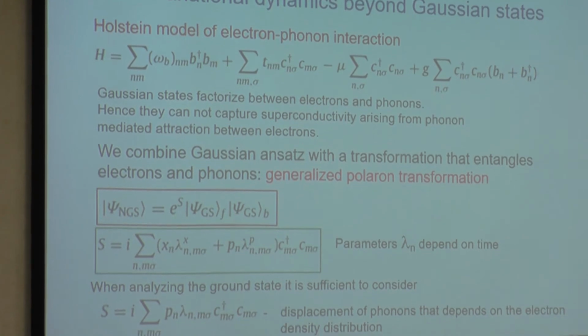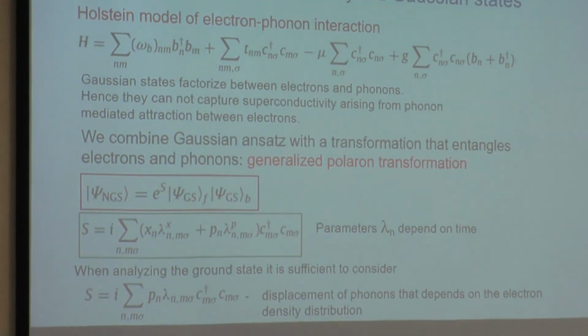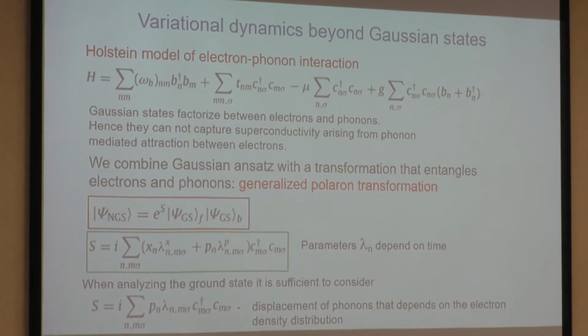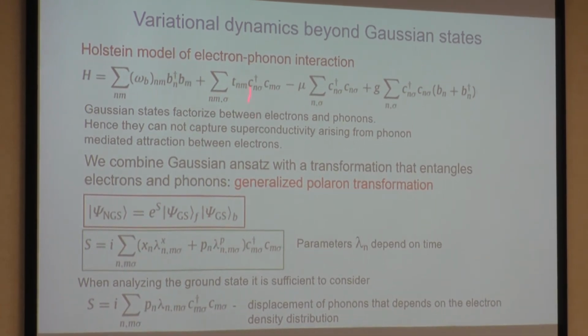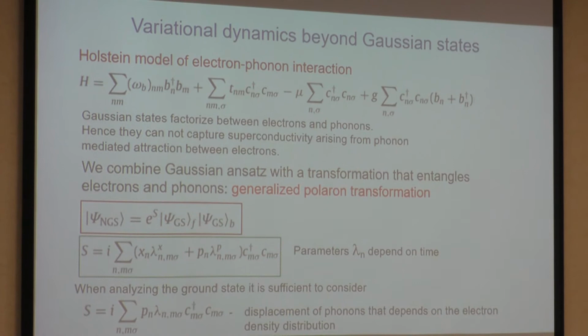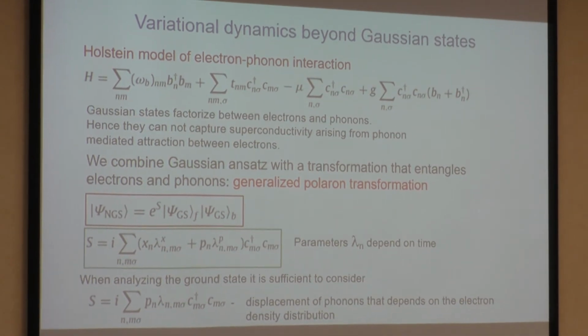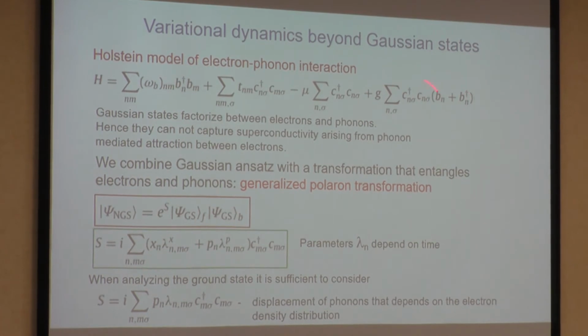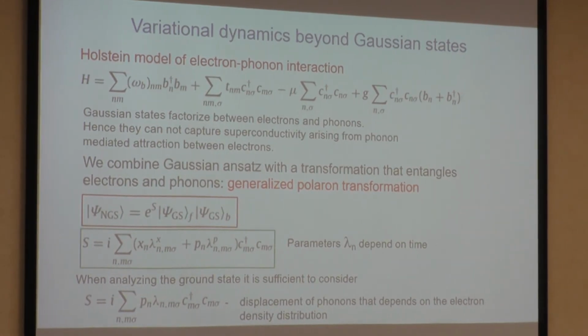So first of all, what's the microscopic model? As I said, we take a very simple microscopic model, the Holstein model, right? We don't put in any special details of the electron-phonon interaction. We just have some bosons with some dispersion, fermions, and local coupling between the bosons and the fermions.